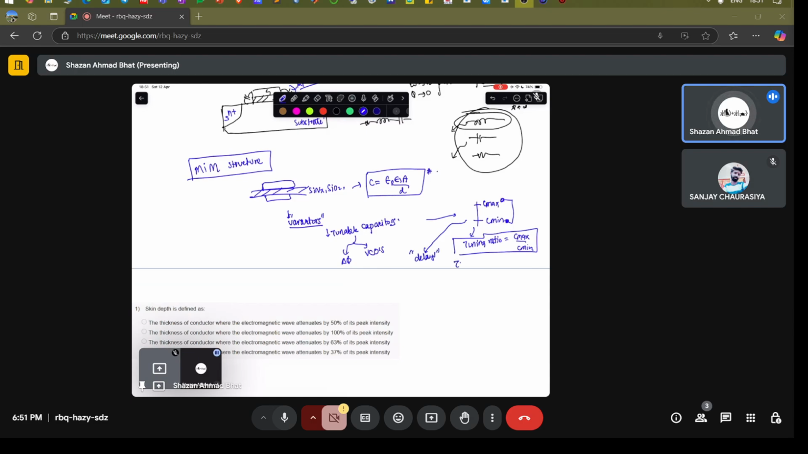Because you know that time delay is a product of R into C. So if you can control the C, you can control the time delays. And in certain applications, these time delays are really important. Let's say, for example, you might have heard about phased arrays, phased array radars.